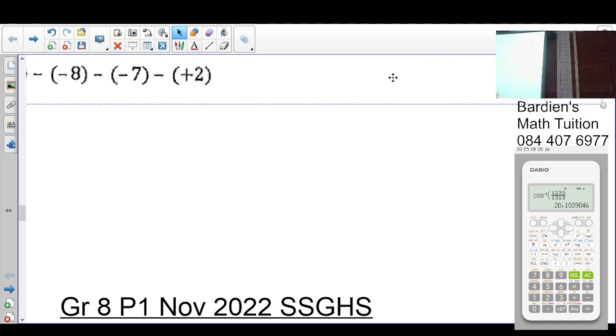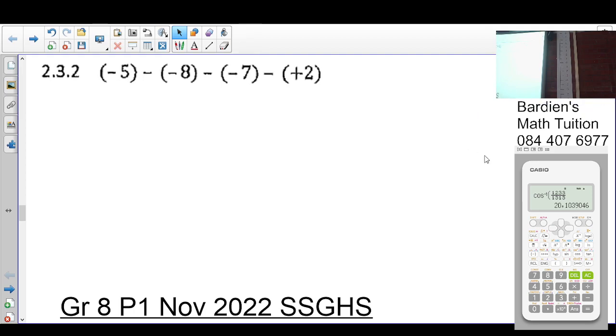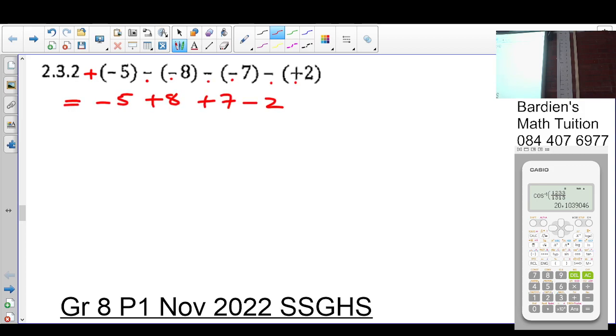First, you're going to multiply to get rid of the brackets. Okay. So positive times, there's no sign here, so it's positive. Positive times negative is negative 5. Negative times negative is positive 8. Negative times positive is negative. So negative 5 plus 8 is 3. 3 plus 7 is 10, and 10 minus 2 is 8.